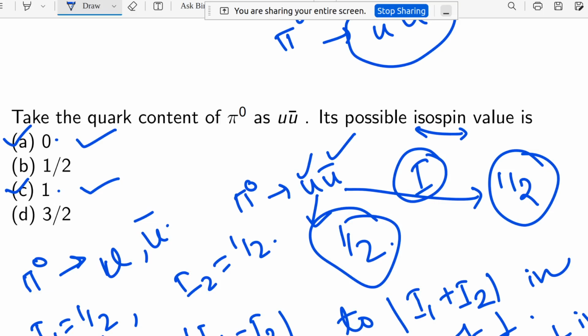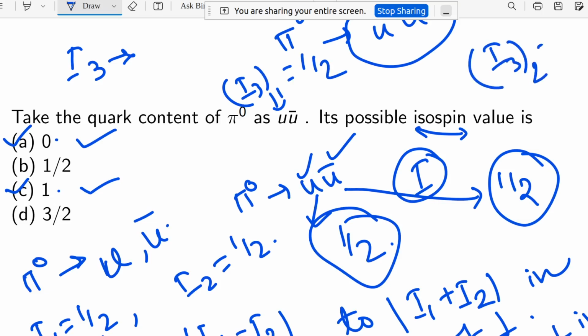But let's say I am asking about the I3 value. What will be the I3 for pi 0? As I3 is an additive quantum number, we can simply say this is I31 for U, which is half, and I32 for U bar is minus half. Then what will be the I3 value? It will be half minus half, which is 0. So the I3 value will be 0, but I can have two values, 0 as well as 1.